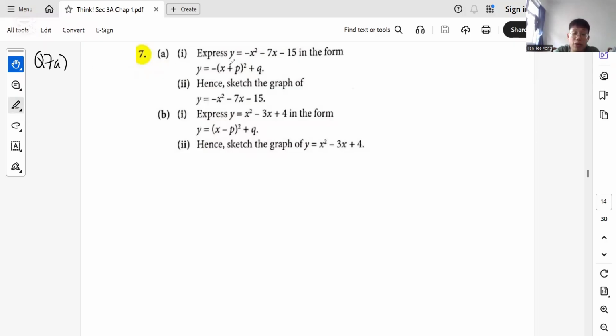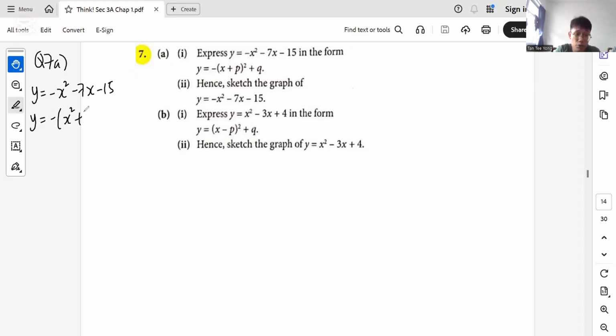For part 1, they want us to express that in completed square form. Quick one. We learned how to do this in exercise 1A, if I'm not wrong, so you can go to my previous video and take a look at exercise 1A. Let me just show you a quick one. So this is the question. First thing first, you must factorize out the negative.